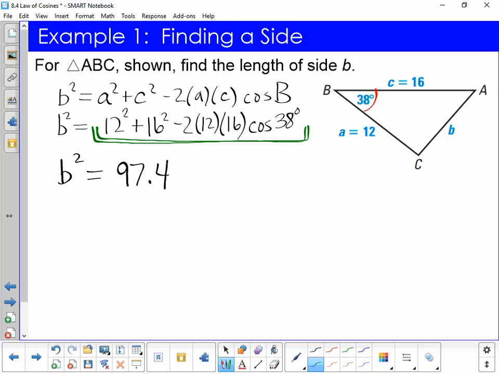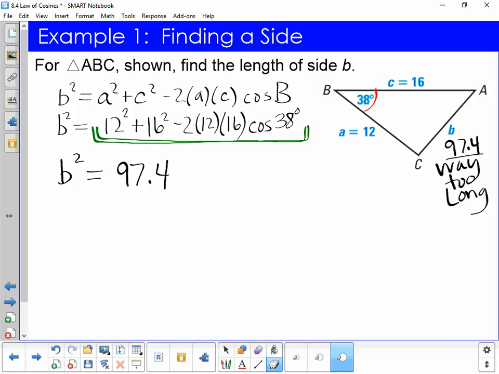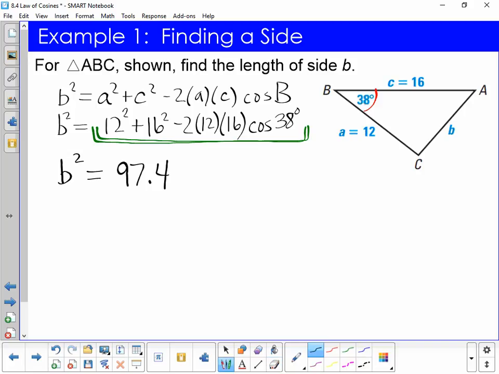And hopefully you notice here that it does not make sense that this side is 97.4. That's way too long. That's not b, and it's sometimes common for people to think they're done at this point. b is not 97.4. That is b squared. So to finally get our answer for side b, we have to take the square root of both sides. So we find that b is equal to 9.9.